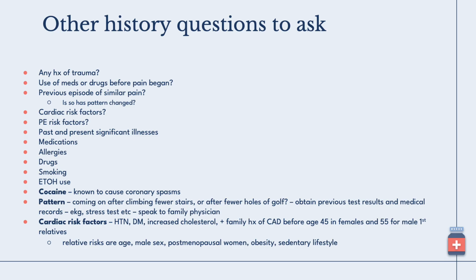Do we have any medical records, such as a recent EKG or stress test? Sometimes just picking up the phone, if we can get a hold of their family physician, we can get that information. And what are their cardiac risk factors? So hypertension, diabetes, cholesterol, family history, and then relative risks we should always be thinking about is age, male, postmenopausal women, obesity, and those with a sedentary lifestyle.